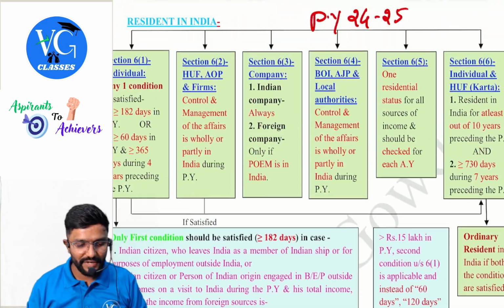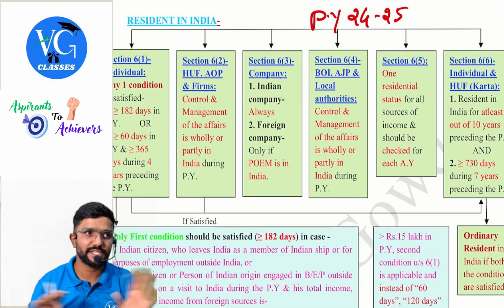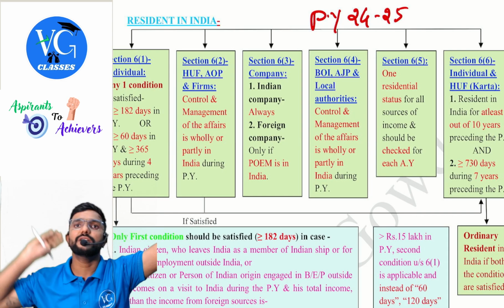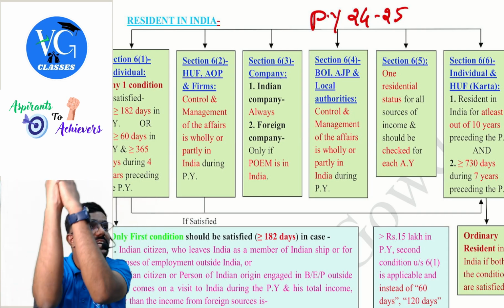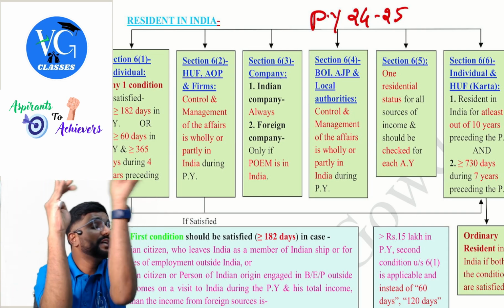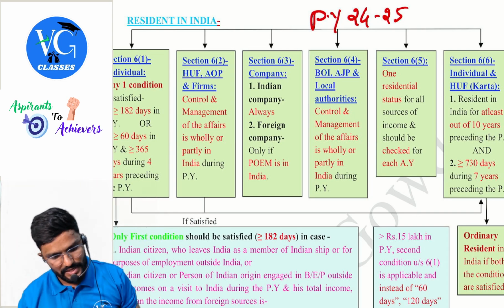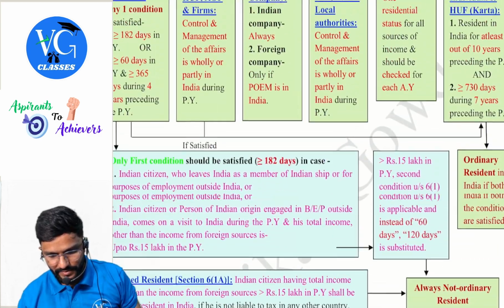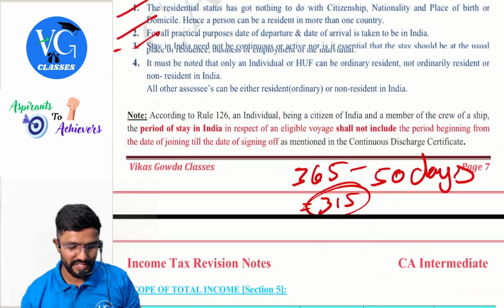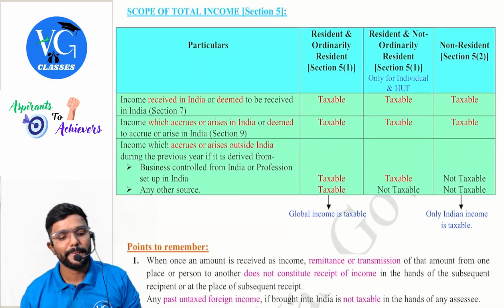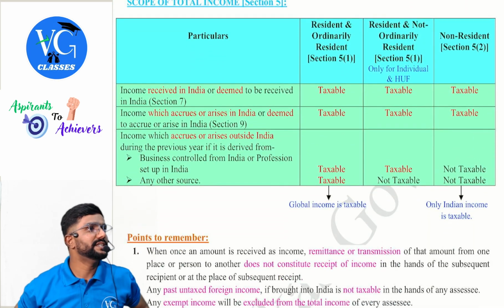So only for individual and HF additional conditions are there, guys. Rest of them, straight away either ordinary resident or non-resident. The in-between category, not ordinary, will come only for individual and HF. Yes. We covered everything. Residential status done.